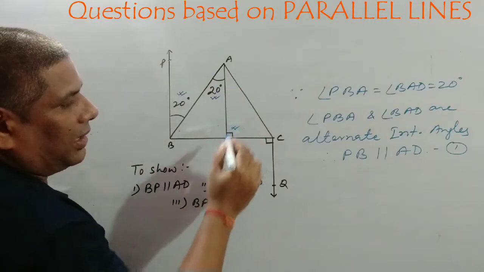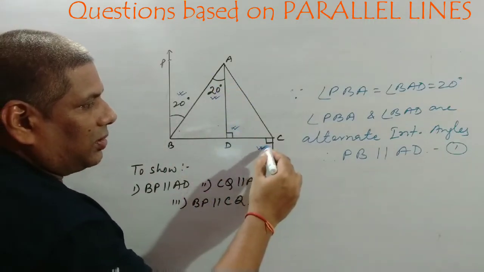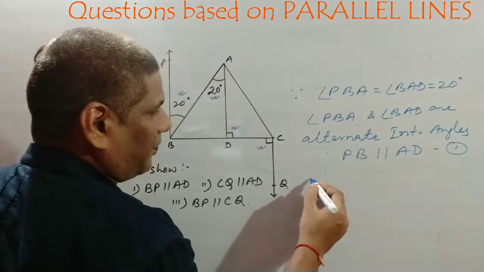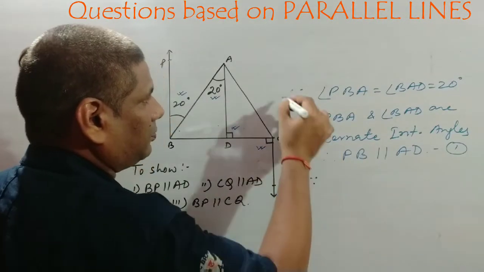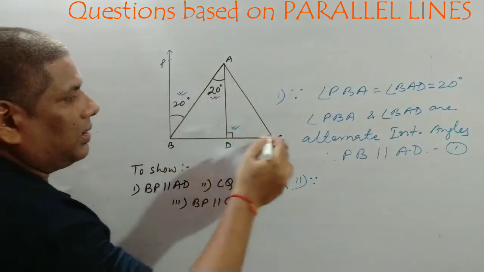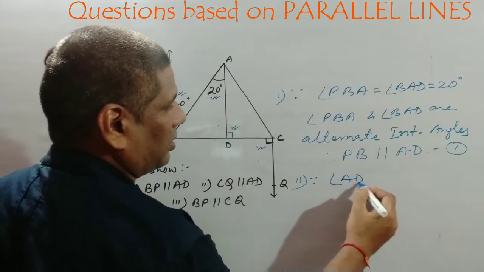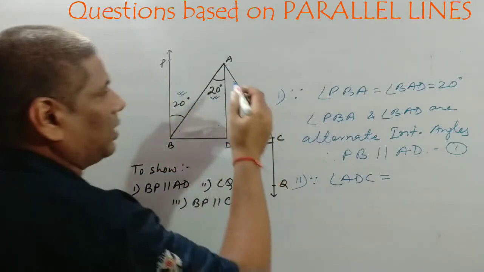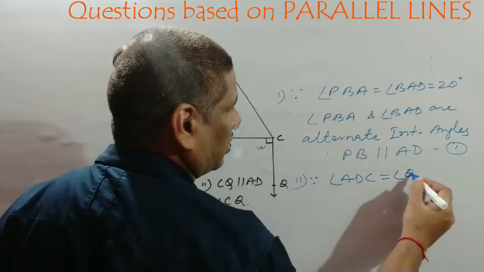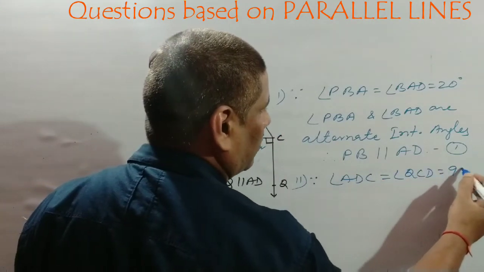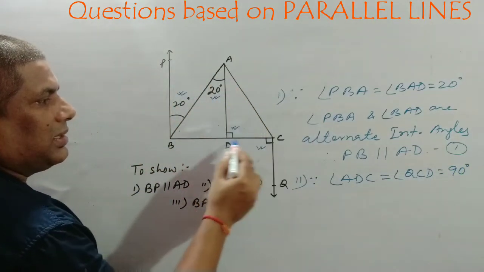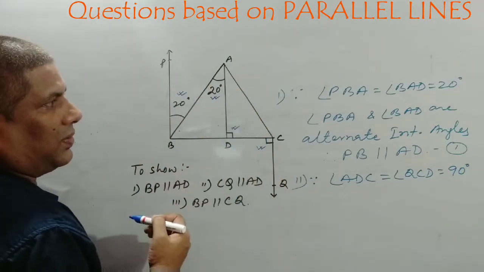Again let us see. This is 90 degree as perpendicular and this is also 90 degree because it is also perpendicular. Again see, since angle ADC is equal to angle QCD and both are equal to 90 degree. Again these are two lines and CD is the transversal.